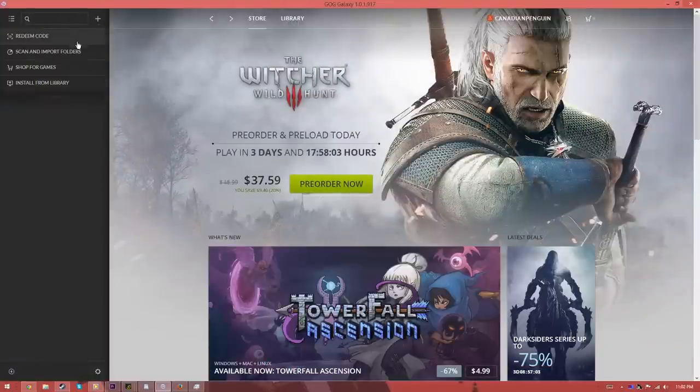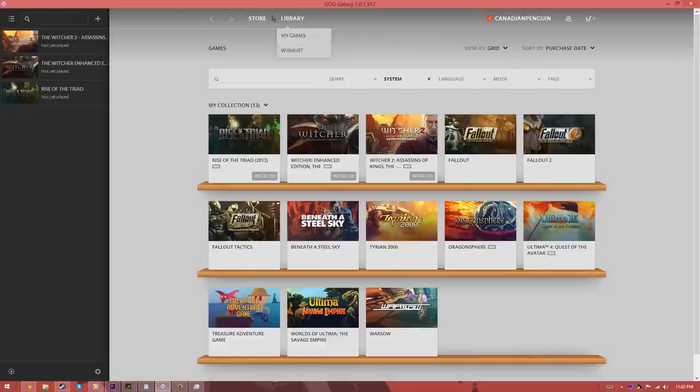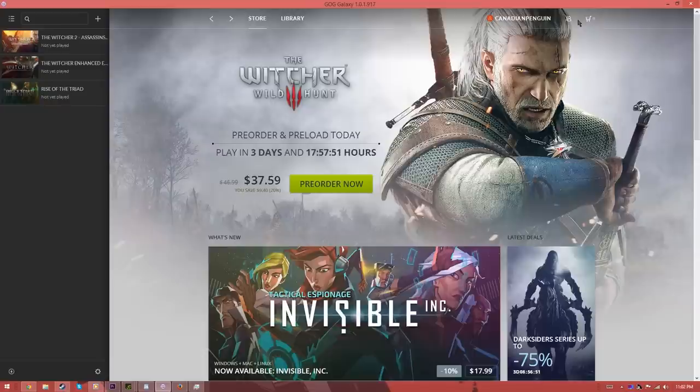GOG, standing for Good Old Games, used to be the one-stop shop for older games that were not found on Steam. But since then, they've branched out to newer games such as Metro Last Light, Kerbal Space Program, and most notably The Witcher 3 Wild Hunt.